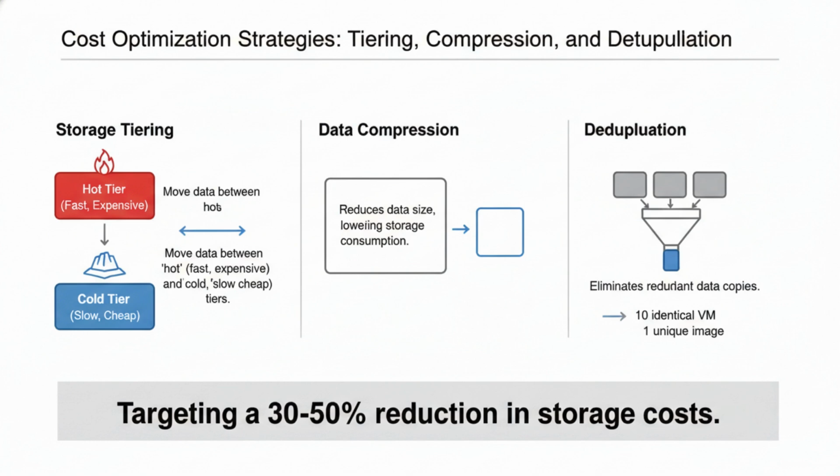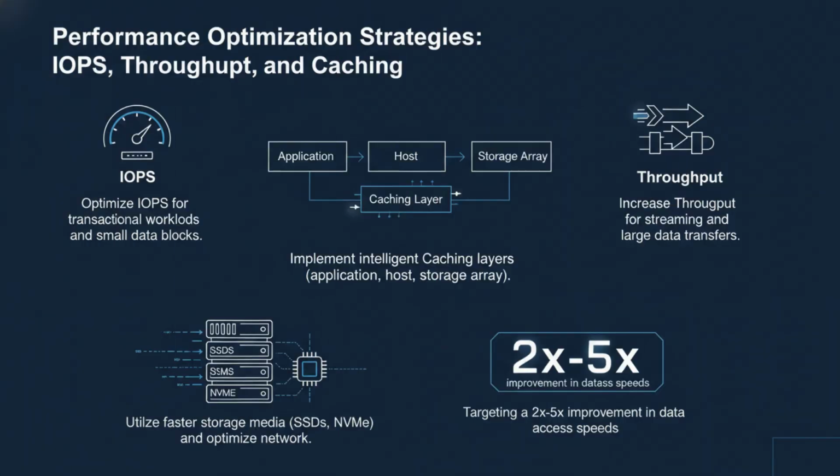Deduplication identifies and eliminates redundant copies of data blocks, storing only unique instances. For example, if you have 10 identical VM images, deduplication ensures only one copy is physically stored. Implementing these strategies can collectively achieve a 30–50% reduction in storage costs without compromising data integrity or availability for critical applications.